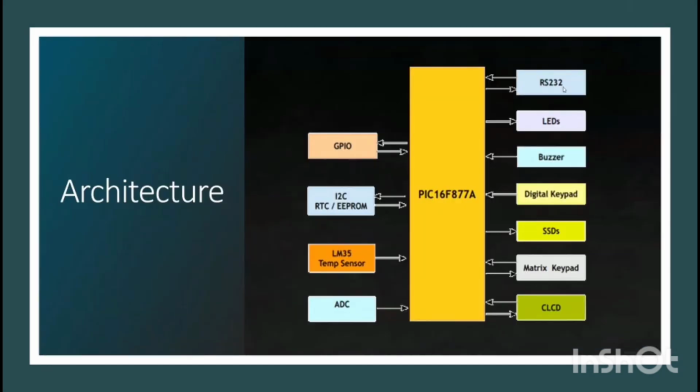Hello, I'm Pranita. I'm going to talk about the architecture of the microcontroller PIC16F877A. Here we have multiple blocks which are bidirectional and unidirectional. The GPIO pins, EEPROM, RS232, matrix keypad, and CLCD are the bidirectional ones. The temperature sensor, ADC, LEDs, buzzers, SSDs, and digital keypad are the unidirectional inputs and outputs.